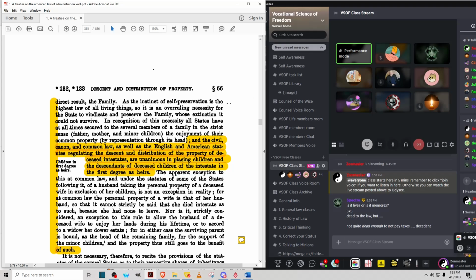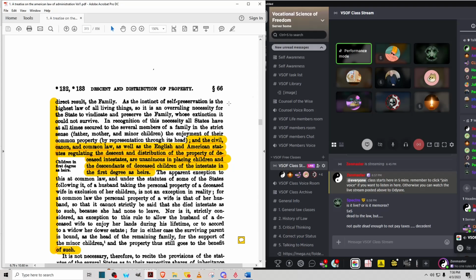Okay. So to continue, in recognition of this necessity, all states have at all times secured to the several members of a family, in the strict sense, father, mother, and minor children, the enjoyment of their common property by representation through its head, meaning the paterfamilias of the house, and the civil canon and common law, as well as the English and American statutes regulating the descent and distribution of the property of deceased intestates, are unanimous in placing children and the descendants of deceased children, the intestate, in the first degree as heirs.